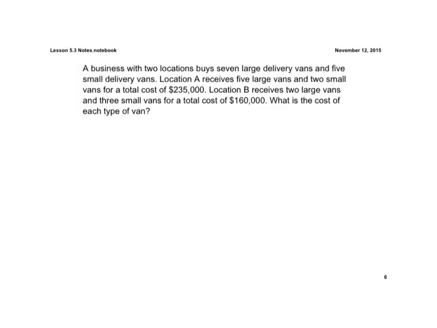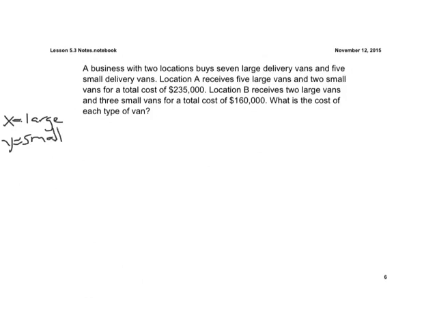Alright, let's do one more example. This is a little application problem here. We have a business with 2 locations. They buy 7 large vans and 5 small vans. Alright, so let's go ahead and make our variables. Let's say x is our large vans and y is our small vans.